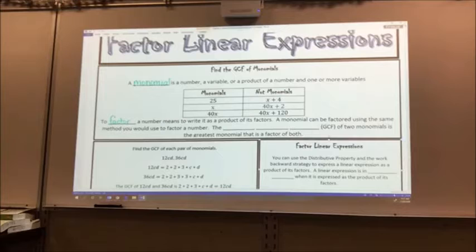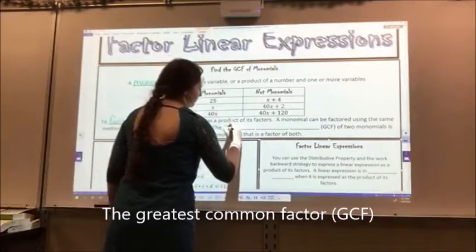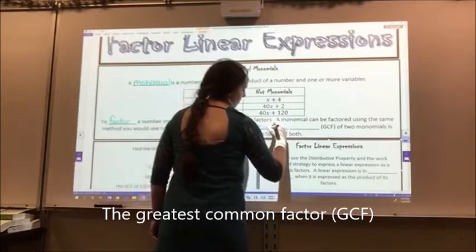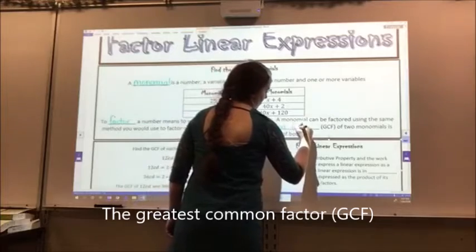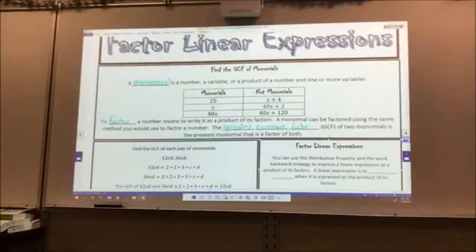The blank blank blank of two monomials is the greatest monomial that is a factor of both. In those blanks, you're going to write greatest common factor. So the greatest common factor, or GCF, of two monomials is the greatest monomial that is a factor of both.